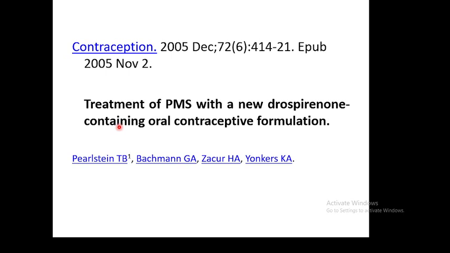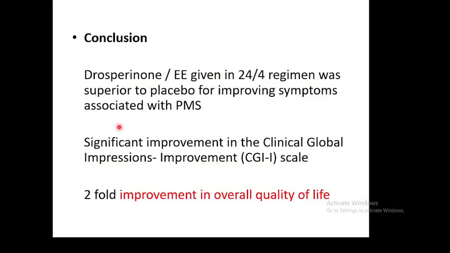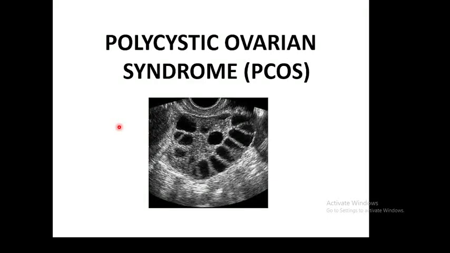This is the evidence for the place of fourth generation progesterones for PMS. It is superior to placebo for improving symptoms associated with PMS. It improves the overall quality of a female's life. About 50% of the month improves by this marvelous fourth generation progesterone.